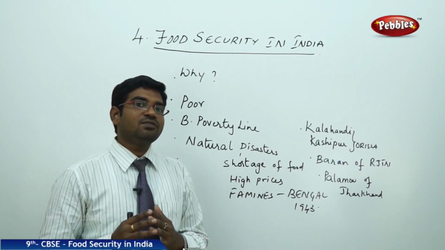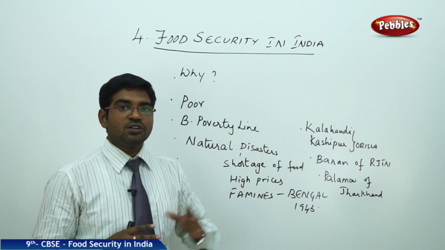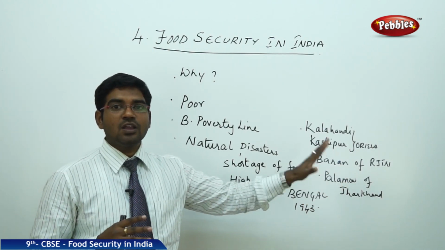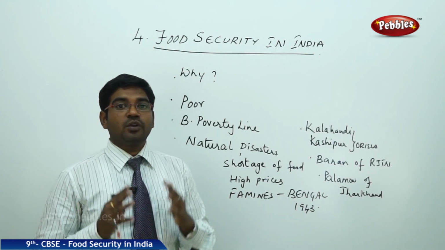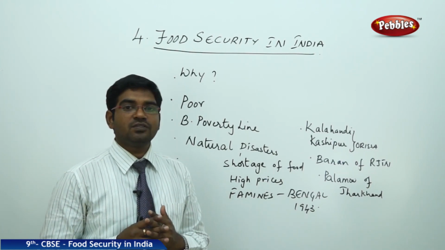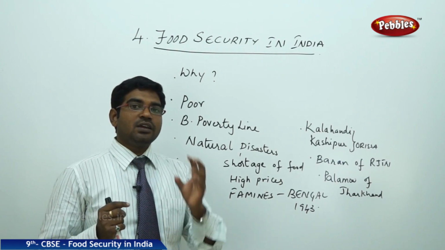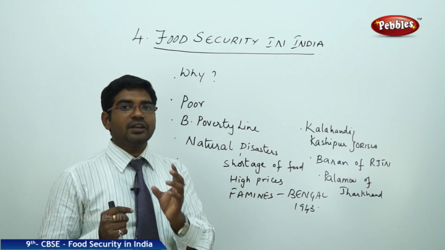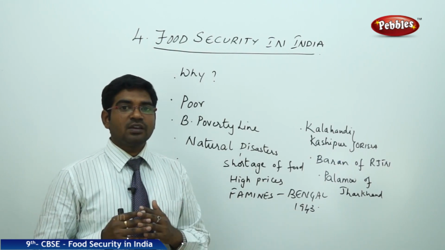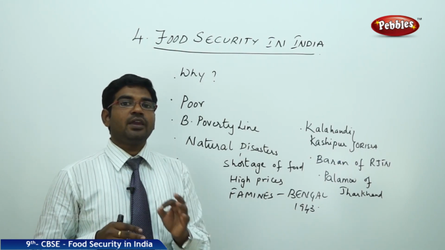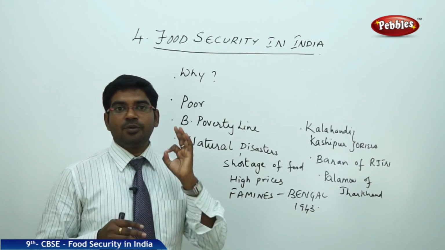So it is necessary for the government to take certain steps to stop these kinds of unnatural deaths which are happening due to lack of food. It is the utmost responsibility of the government to ensure that all its citizens are able to get at least proper food in order to survive, and not allow anyone to die due to lack of food.